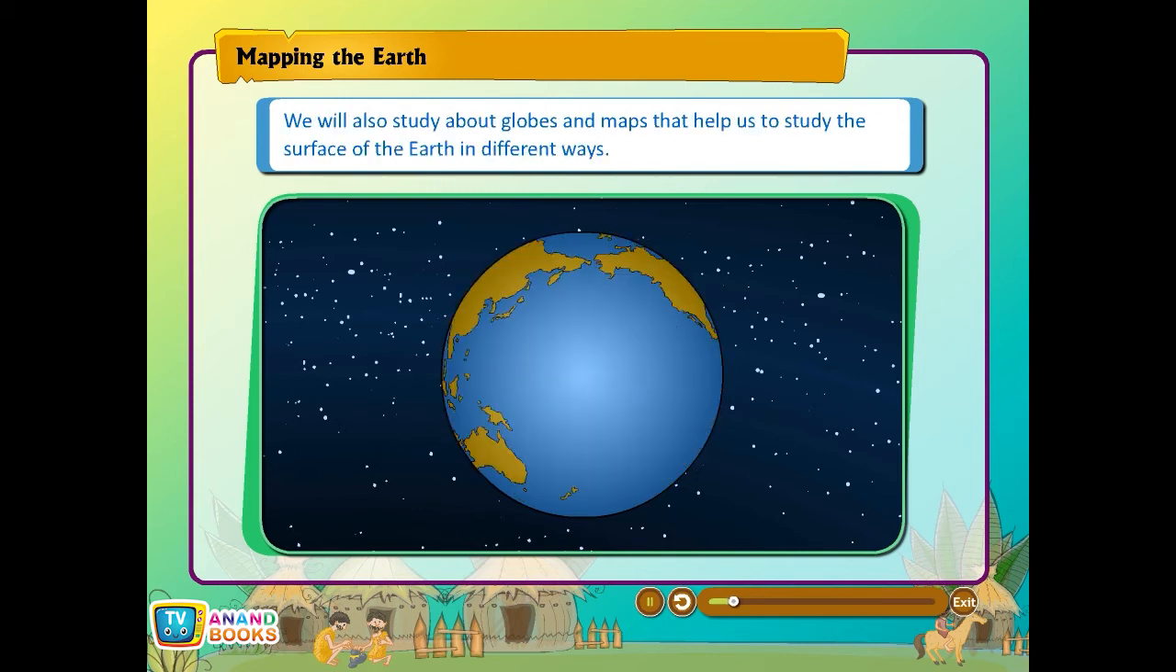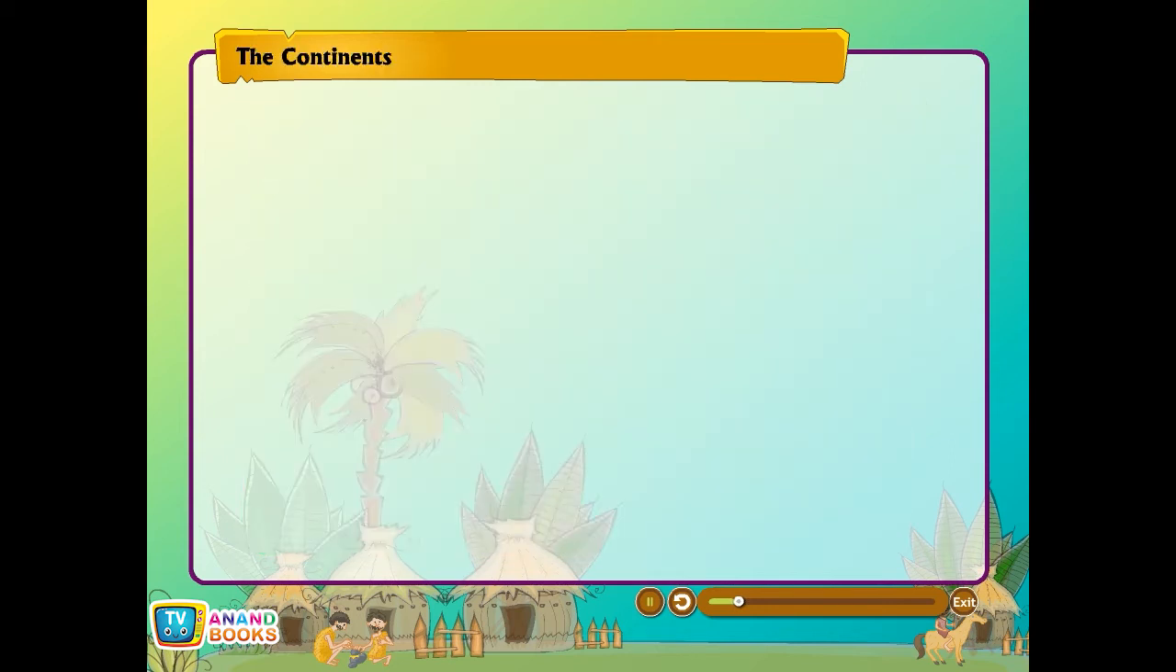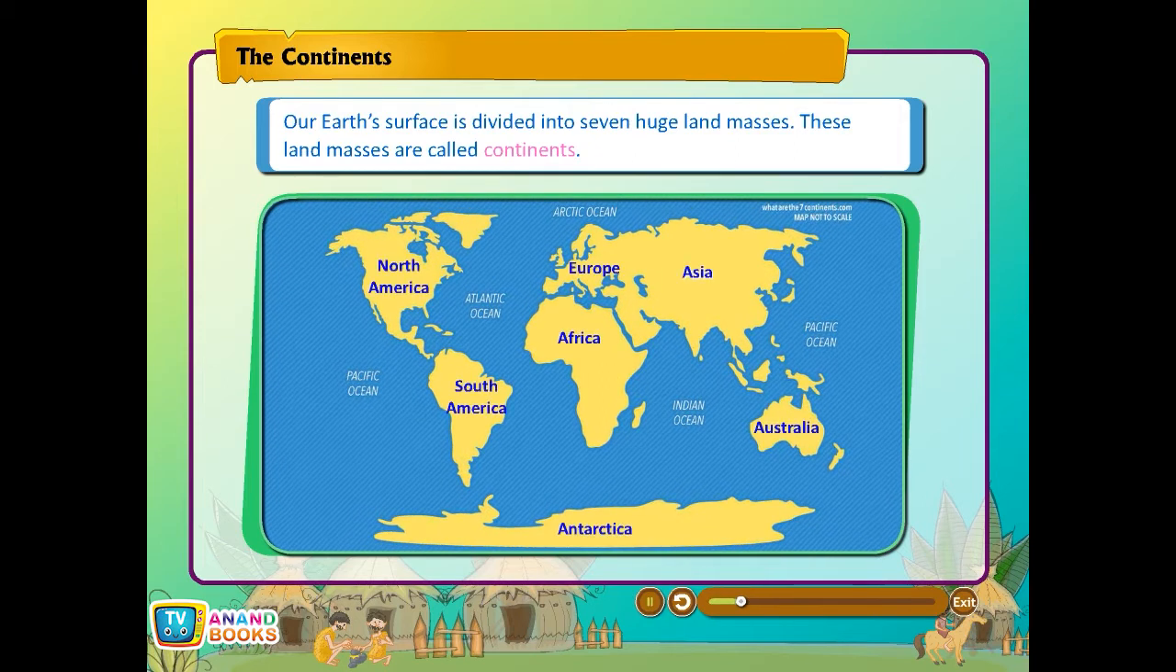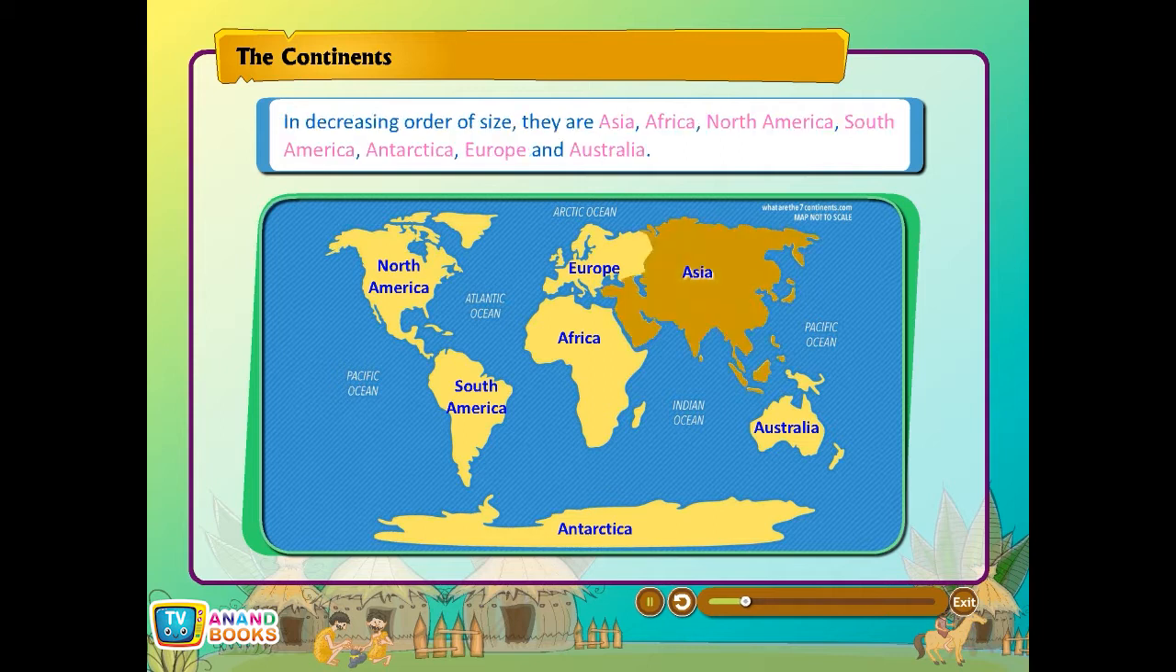We will also study about globes and maps that help us to study the surface of the Earth in different ways. The continents. Our Earth's surface is divided into 7 huge landmasses. These landmasses are called continents. In decreasing order of size, they are Asia, Africa, North America, South America, Antarctica, Europe, and Australia.